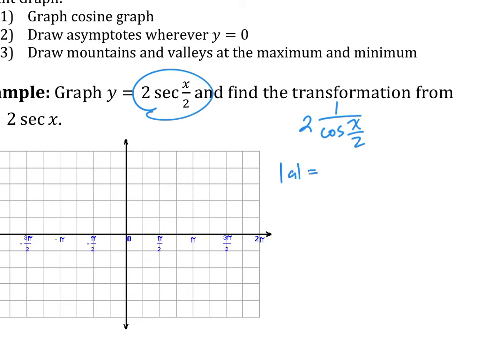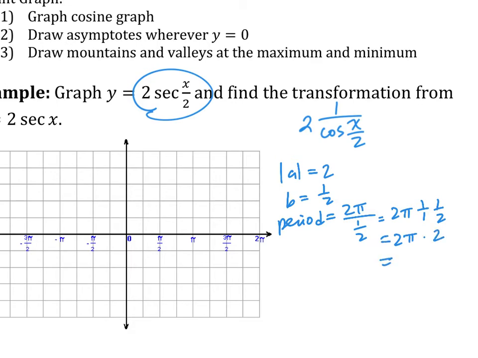So the amplitude is 2. B in this case is 1/2. So the period is 2 pi over b, which is 2 pi divided by 1/2, which is 2 pi times the reciprocal, that is 4 pi.